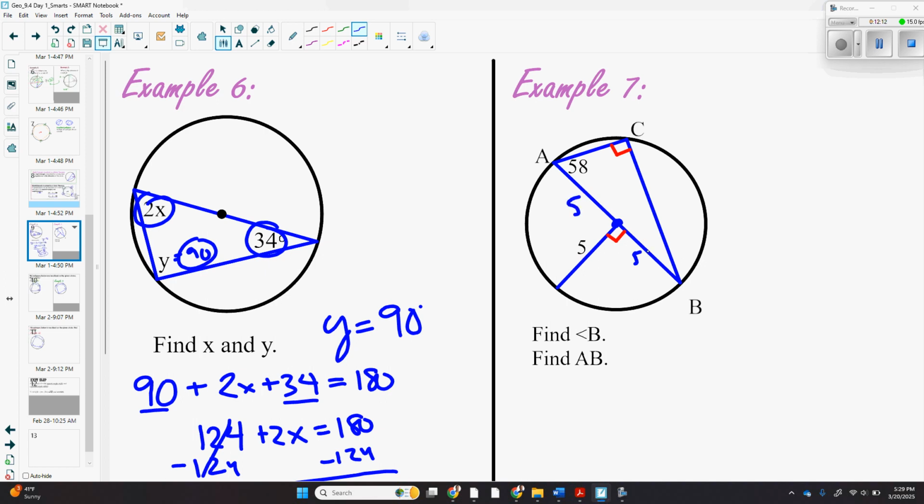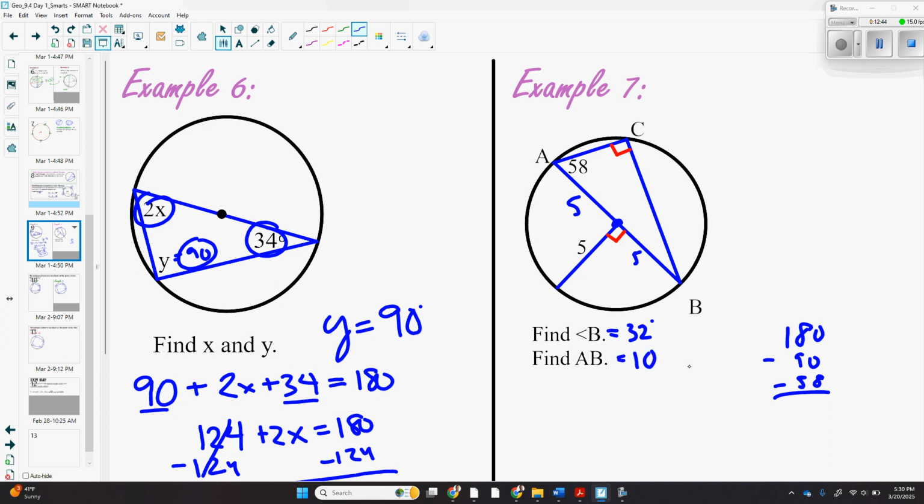Well, let's see here. It wants us to find angle B first. In this triangle, I can do 180 minus 90 minus 58. That's going to give me 32 degrees left. So angle B is 32 degrees. And then AB, because those are radii, 5 plus 5, of course, is 10. Okay, just like that. All right, a couple more, and then we'll be done.